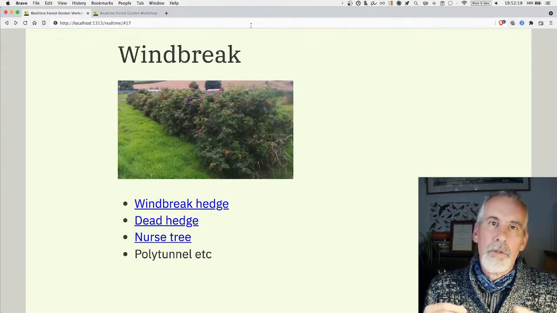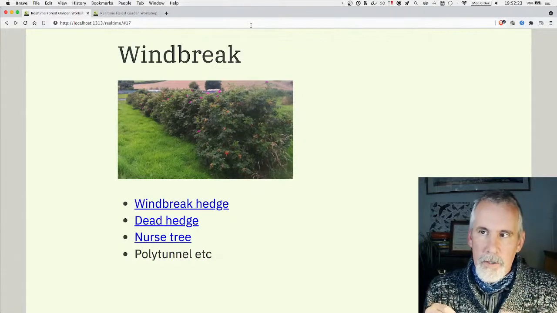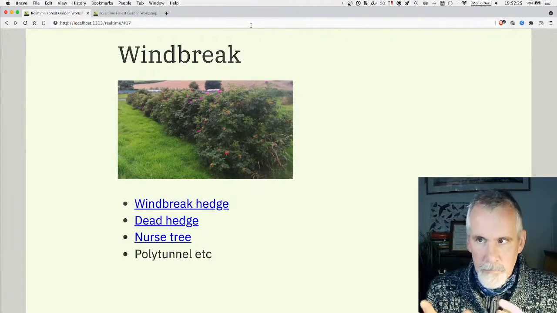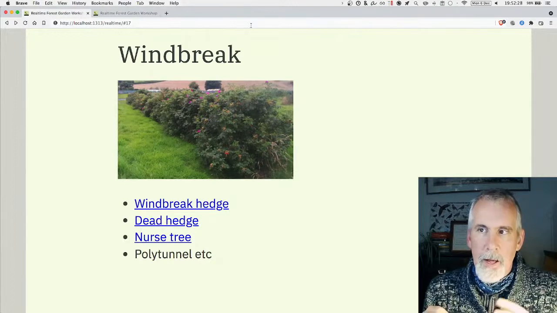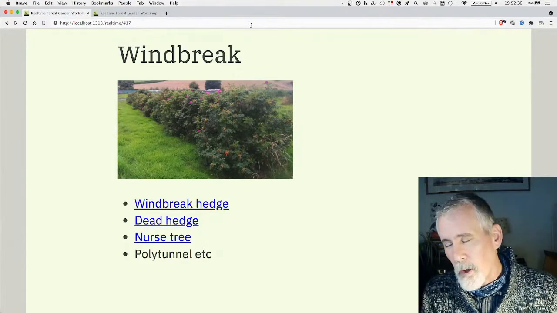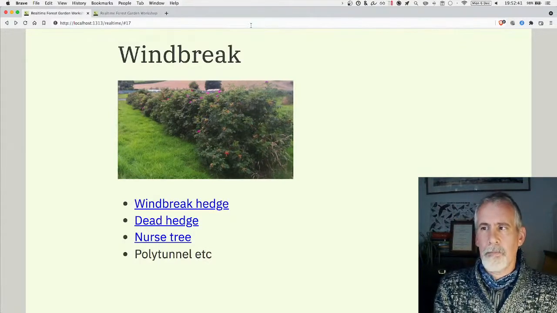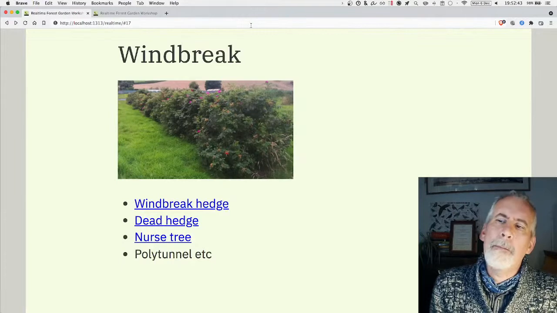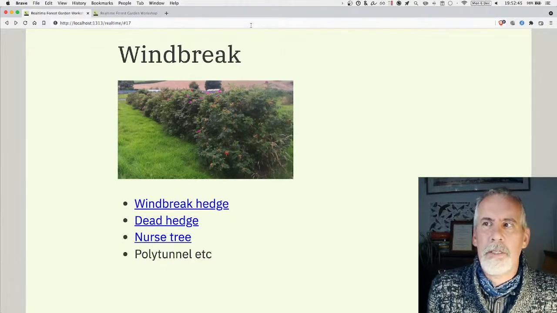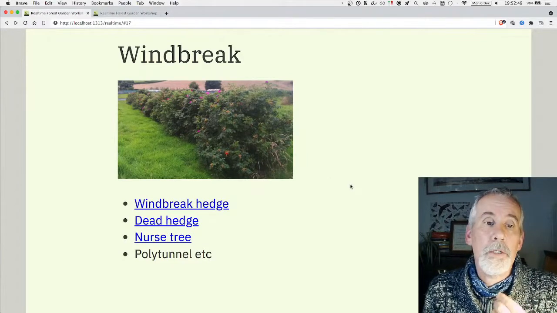And then nurse trees. You can also grow small trees in front of canopy trees. One which I've used a fair bit is Scotch broom, because it's quick growing, nitrogen fixing, grows about 2-3 meters. It's a bit floppy and it's easy to get rid of. I've got some red dogwood, I think it's Cornus alba sibirica, the Siberian dogwood, but that's not a very good nurse tree because it's really established and would be really difficult to move. A polytunnel also acts as a windbreak.